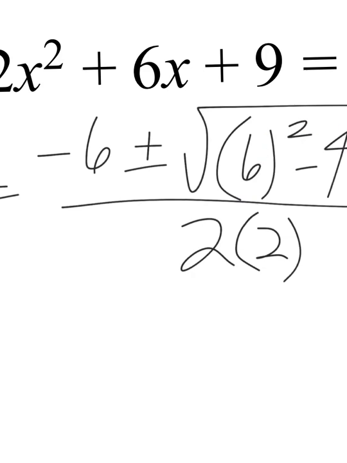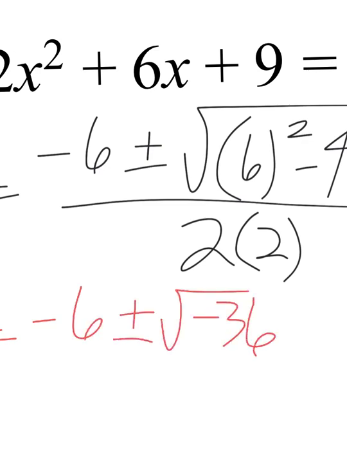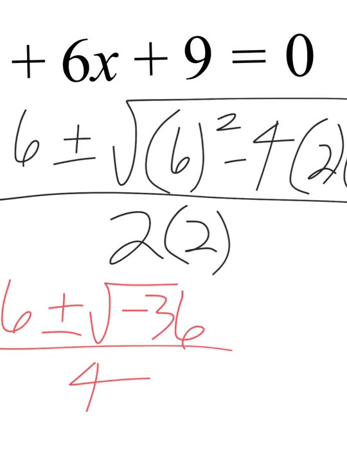All right, so let's simplify what's inside the radical. 6 squared is 36, minus 4 times 2 is negative 8, times 9 is negative 72, so 36 minus 72 is negative 36. So I'm going to write x equals negative 6 plus or minus the square root of negative 36 over 2 times 2, which is 4. All right, so what does the square root of negative 36 turn into? That would make 6i. Because the square root of 36 is 6, and since it's negative, it has an i by it.